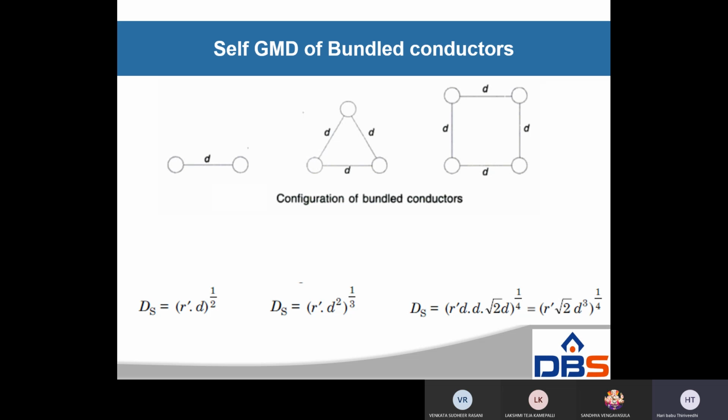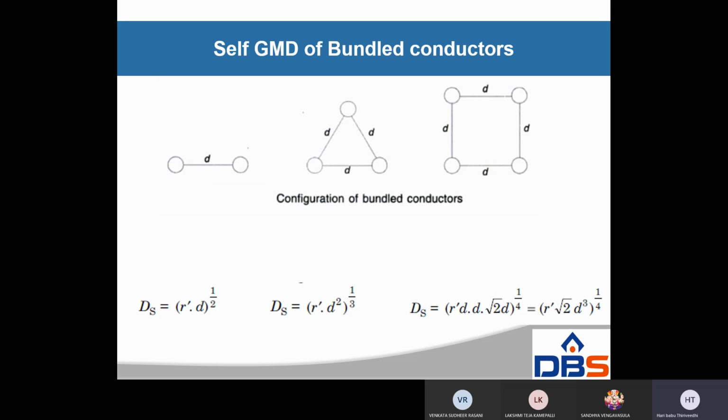Suppose it is like this, symmetrical spacing D. The self distance is R dash, and from this conductor to this conductor the distance is D, and this conductor to this conductor the distance is D, that is R dash into D square, whole power 1 by 3.